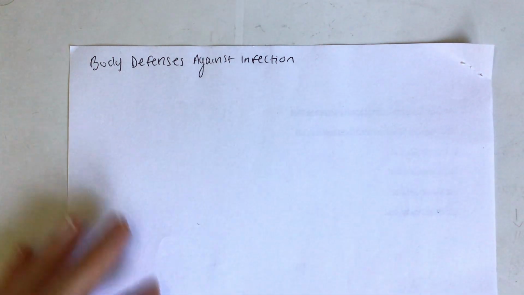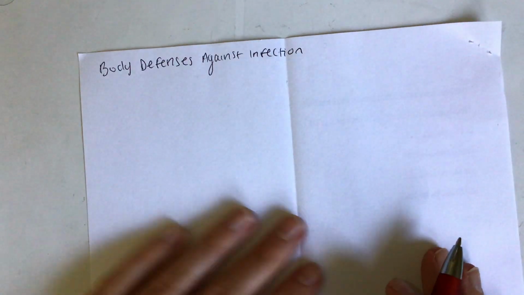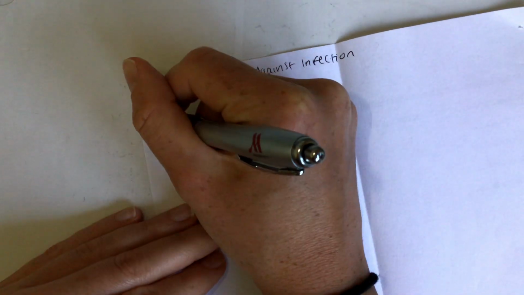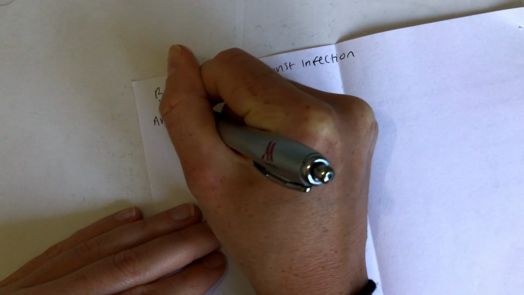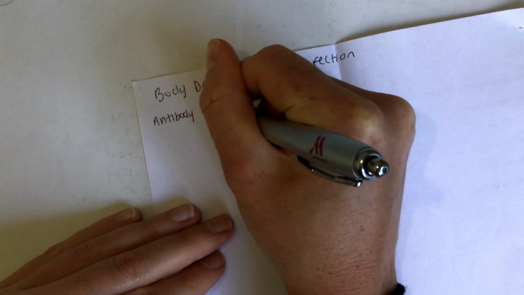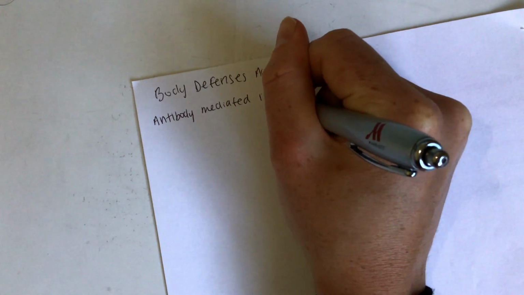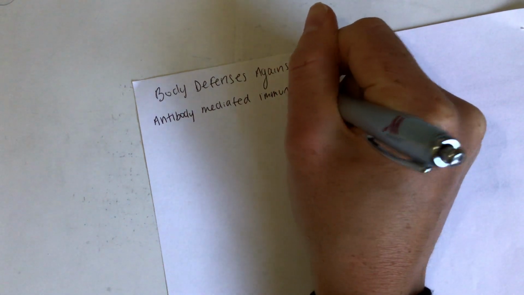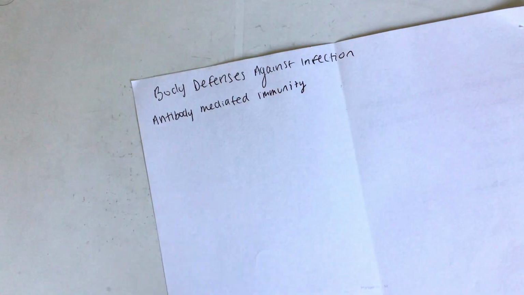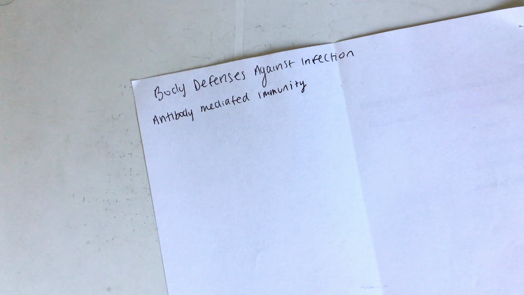So what I want you to do is fold your paper in half. On one side, we're going to talk about antibody-mediated immunity, so we'll title it with that. Antibodies are blood proteins produced in response to a specific antigen. It will bind with them. We'll get into that a little bit more.